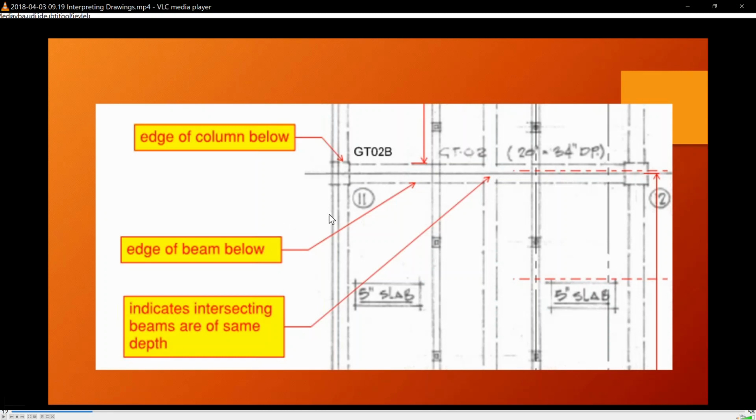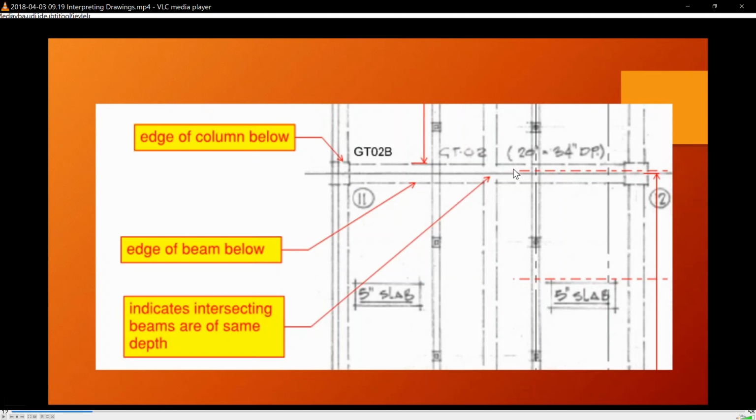So mostly, except for these vertical lines on this row and here, pretty much everything on this plan is a dashed line, which means it's below the slab. You're on the top of the slab looking down. So this particular plan says that this girder is 20 inches wide by 34 inches deep. DP stands for deep.